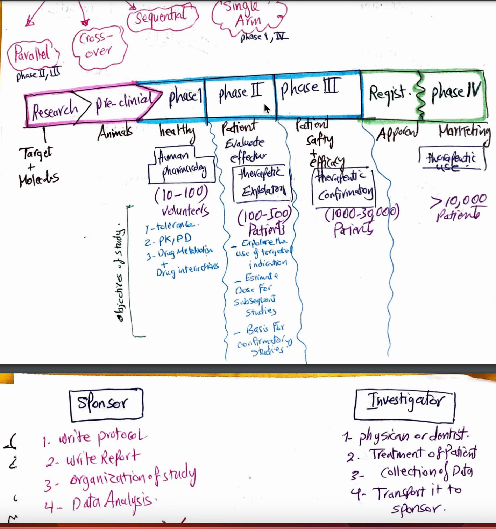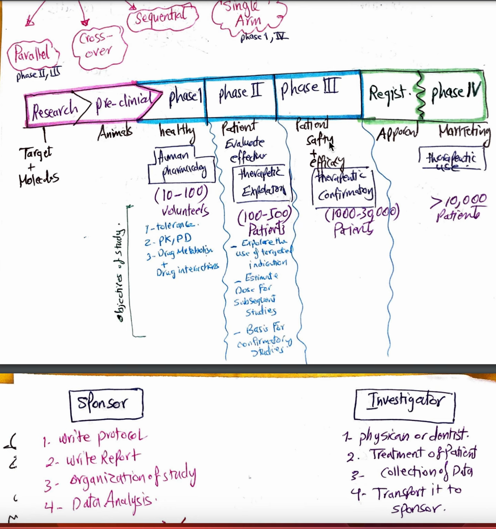But you have to focus that phase 2 is on patients, the number is 100 to 500 patients, and we just explore if there is risk, if there is something that we didn't know. We describe what the best dose is, what the best mode of administration is, and this stuff. And then we go to phase 3.